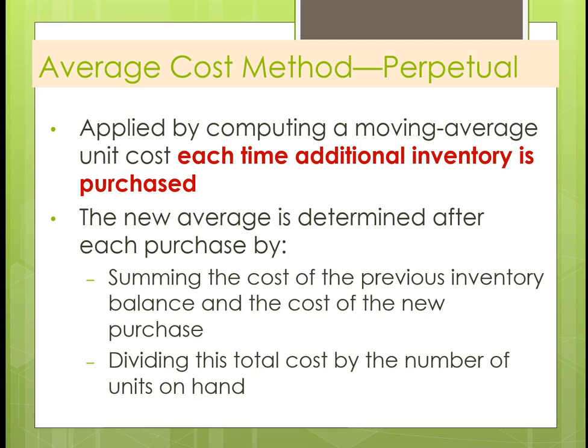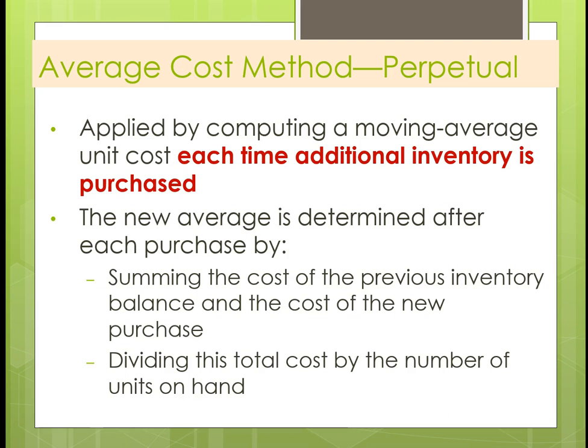Now, what about average cost? This one's a little more difficult because you've got to do the average every single time. The new average is determined after each purchase by summing the cost of the previous inventory balance and the cost of the new purchase and dividing this total by the number of units on hand.